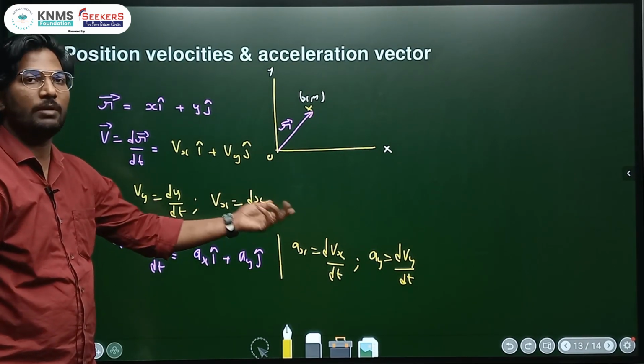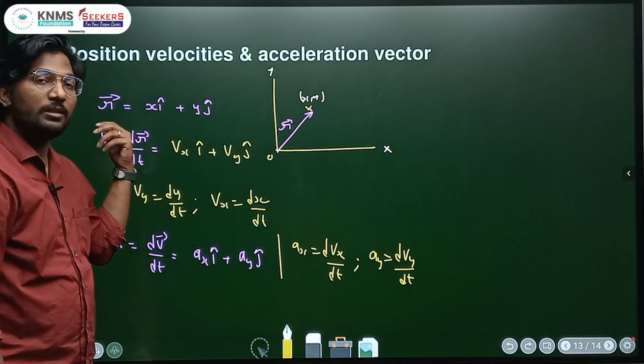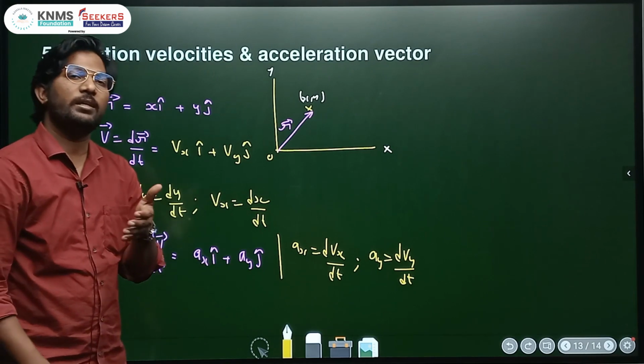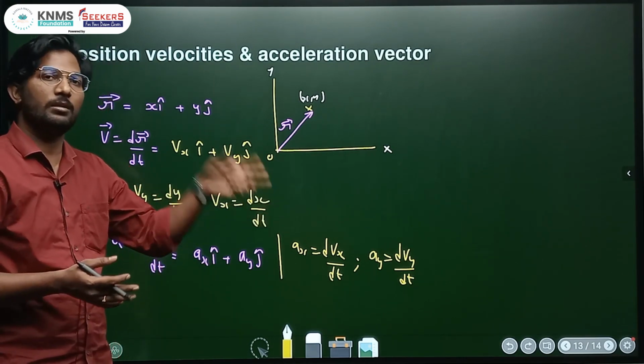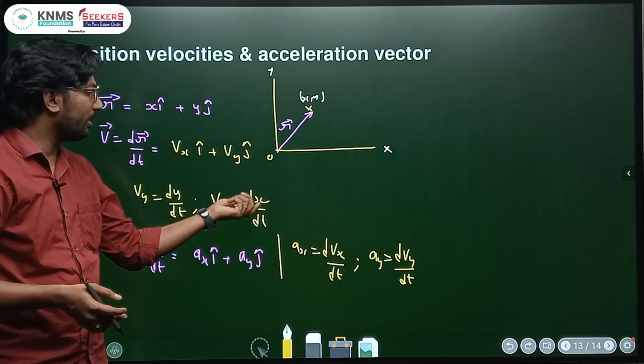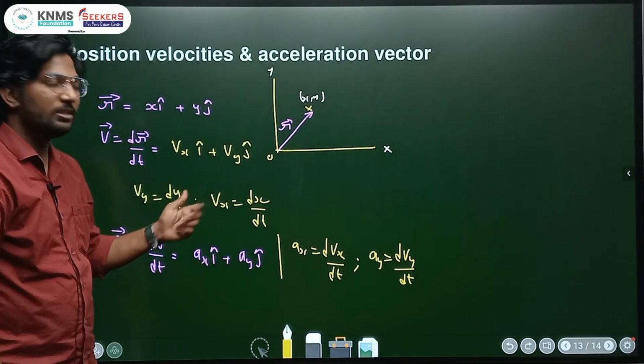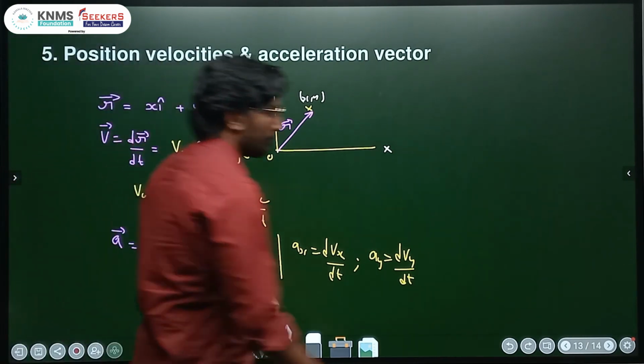So basically what I am trying to say is, these equations we saw already: position differentiation, velocity differentiation in the instantaneous motion. The same equations we are applying here, but the only difference is we are applying them separately for each individual direction, one time for x and one time for y in both cases. Okay, so let's see some questions based on this.